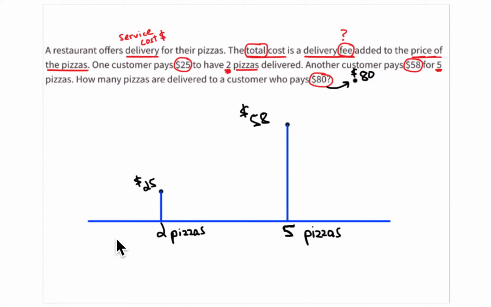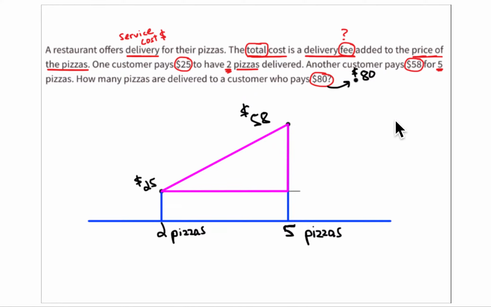All right, so here's the horizontal axis. 2 pizzas, $25, 5 pizzas, $58. So let's draw one of these slope triangles and use that to figure out what is the cost per pizza, because that's the slope. That's the unit change. That's the rate of change. All those terms are the same. So what's the unit rate? What's the cost per 1 pizza? So you go 1 pizza over, how far does this line go up on the y-axis?